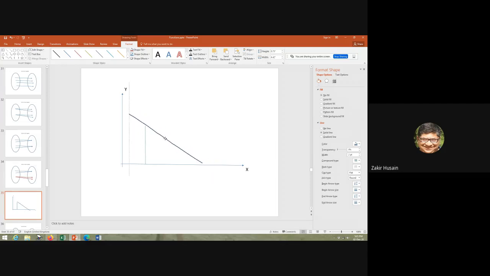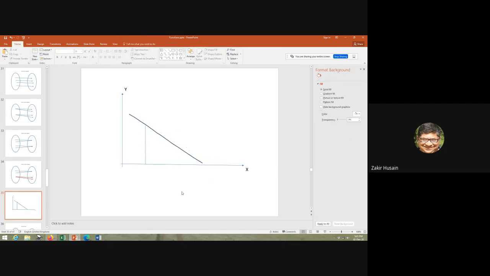Over here, in this case, it's still one-to-one mapping. The only difference is that previously it was an increasing function, and now it's a decreasing function.